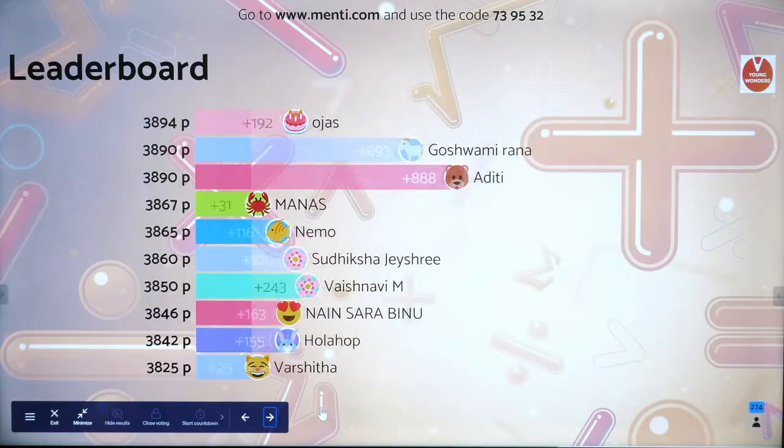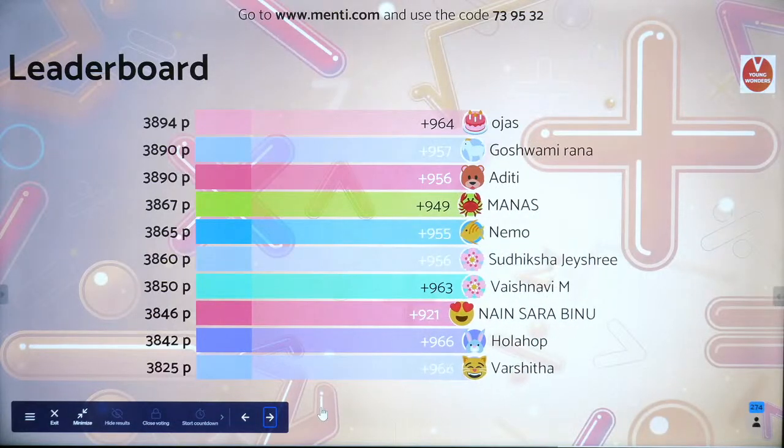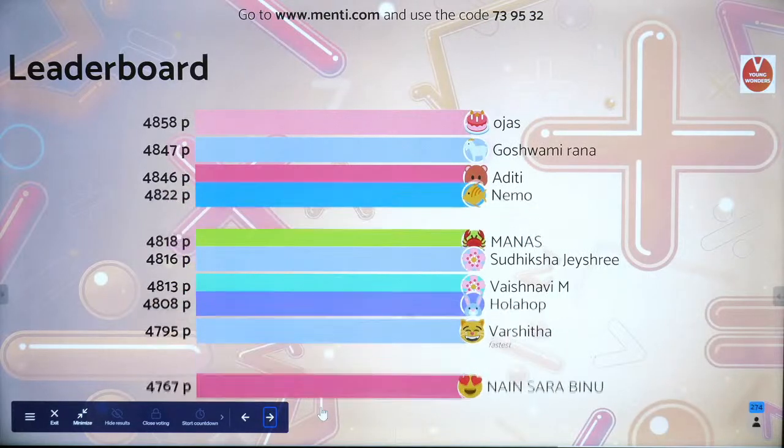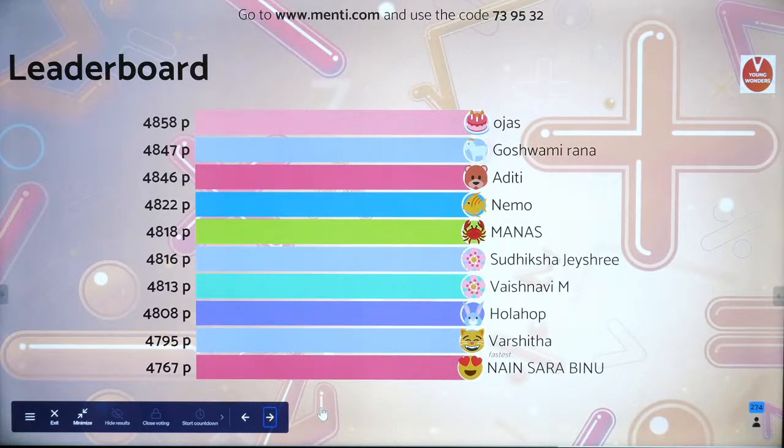Ojas, Goswami, Aditi, Manas, Nemo, Sudiksha, Vaishnavi, Nayan and Varshitha. Varshitha, you are the fastest. That's amazing. Ojas is leading the leaderboard with 11 points. Which brings me to the leaderboard.